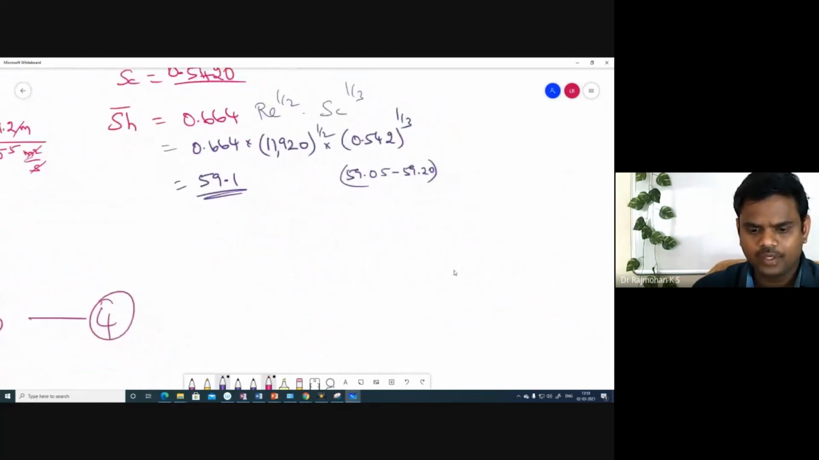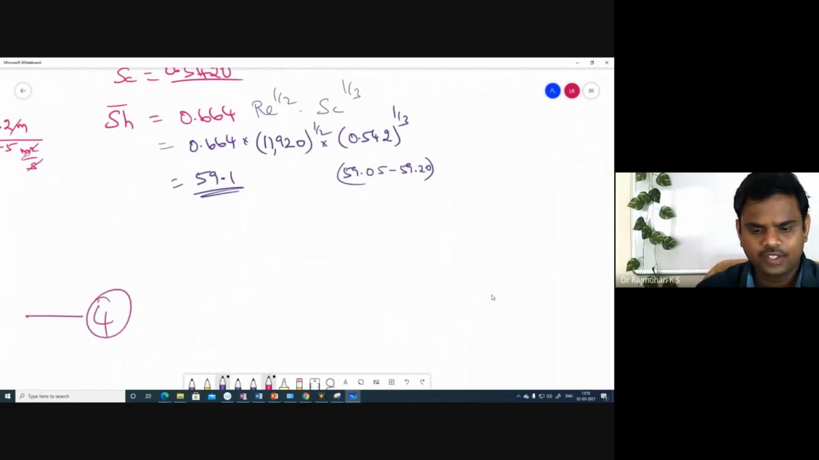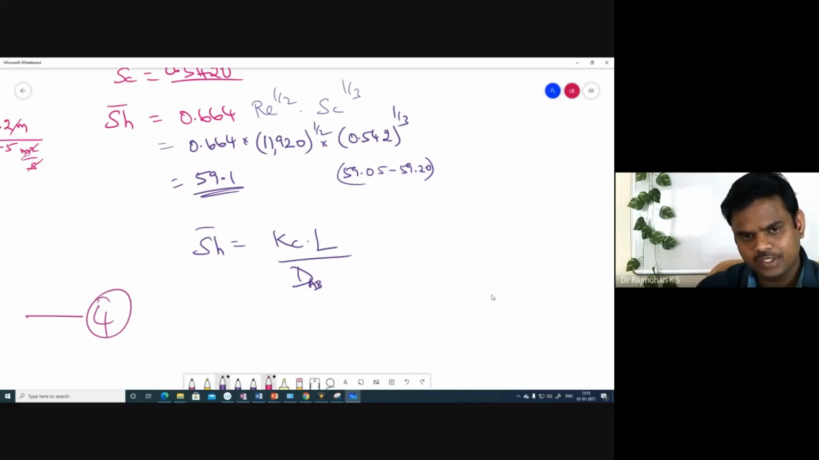Once we have the Sherwood number, I told you the definition of the Sherwood number. It is Kc into characteristic length by DAB. We got this dimensionless number in the dimensional analysis as KcD by DAB, where D is the characteristic length. In that case we considered it to be the diameter of the tube, since we took a conduit. But it is the characteristic length, so for a flat plate we make use of the characteristic length L.